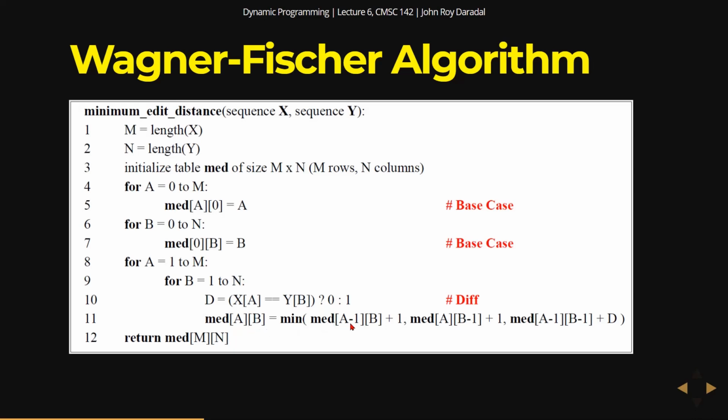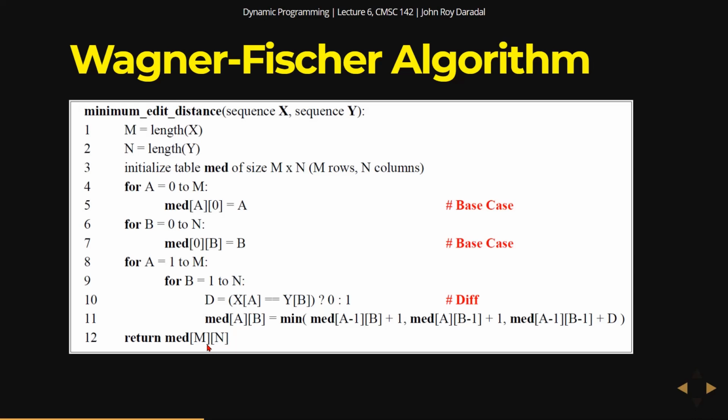So we'll consult med of A minus 1, B, plus 1; A, B minus 1, plus 1; and A minus 1, B minus 1, plus D. The D here is the difference, whether XA is equal to YB. Meaning, are they the same? If they're the same, then the cost is 0. Otherwise, it's 1, because they are different, so it has a substitution cost of 1. After consulting the 3, we'll get the minimum, and we'll get the value for med of AB. And then after filling up the table, we'll just return the med of MN.